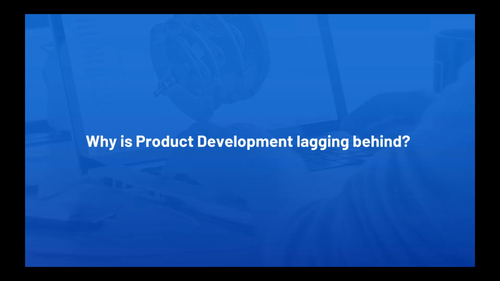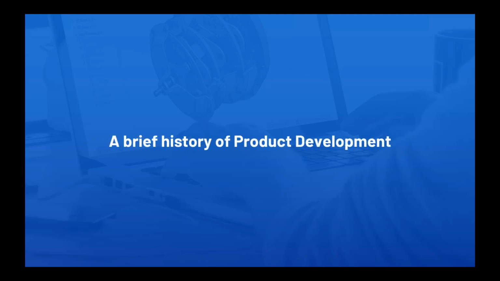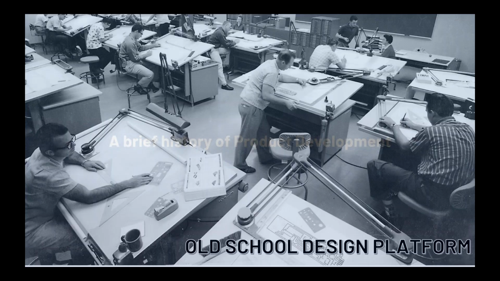So first, let's talk a little bit about why product development is lagging behind. A lot of it has to do with how we got to where we are today. So we'll talk a little bit about the history of product development. When I started doing product development, and I'm kind of dating myself here, I started in a situation like you're seeing here on the screen, where we worked in a drafting room where there was an array of drafting boards, and you sat at this desk all day long and created drawings or maintained drawings, did revisions and so on.